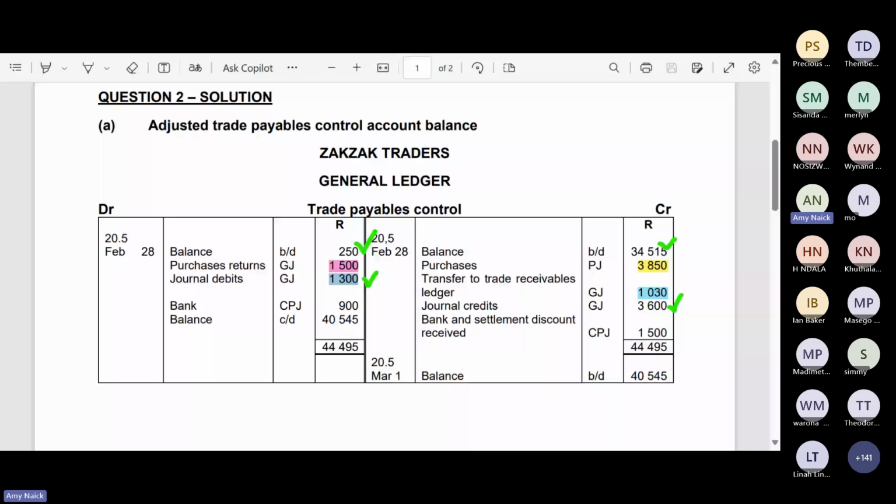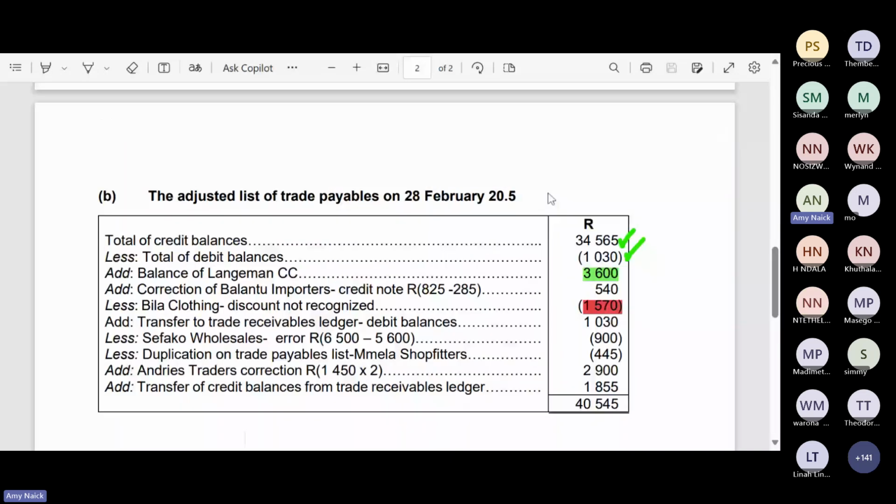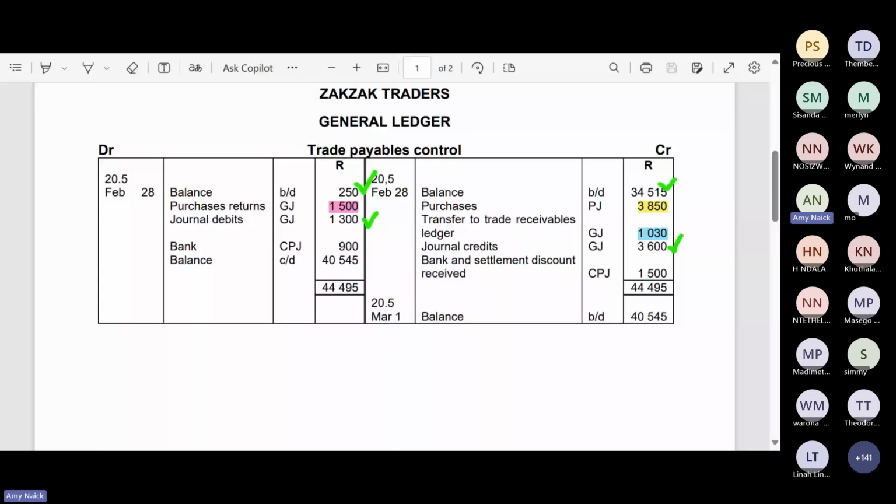So effectively, when you look at the list of trade payables, you will subtotal this and this should give you your end balance. This balance should then agree to what your balance on the trade payables control account is. You'll see here that, okay, so just to take you through how we got to this, you guys can see the general ledger account, hey?